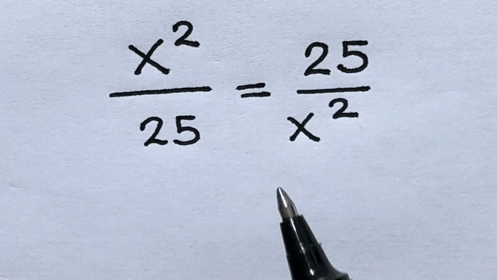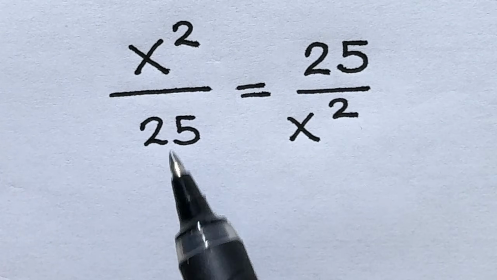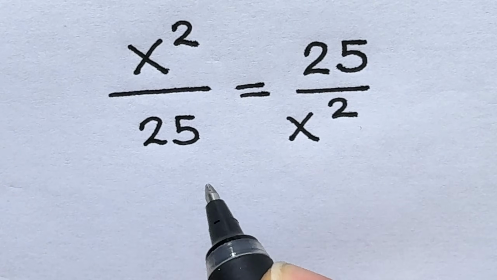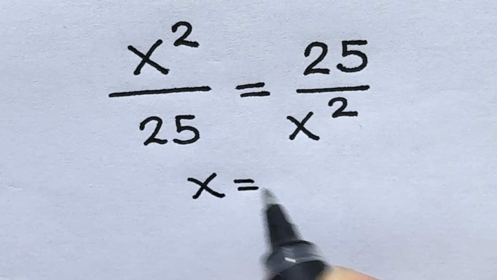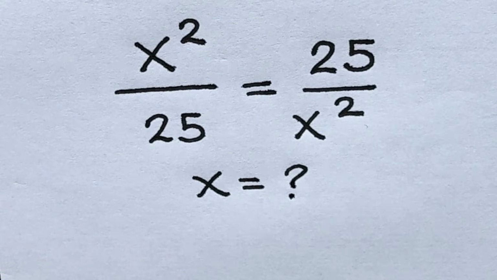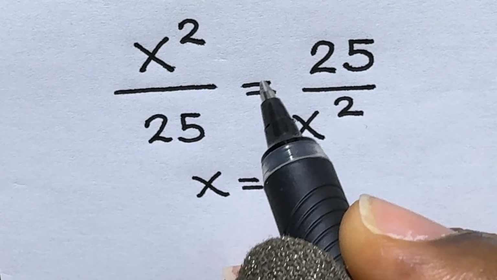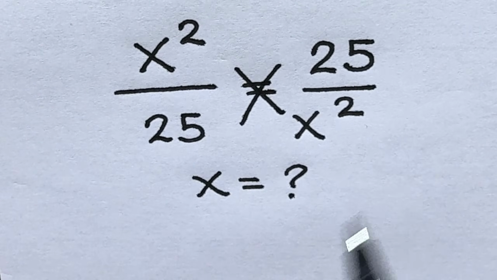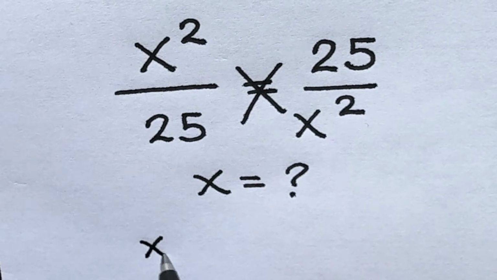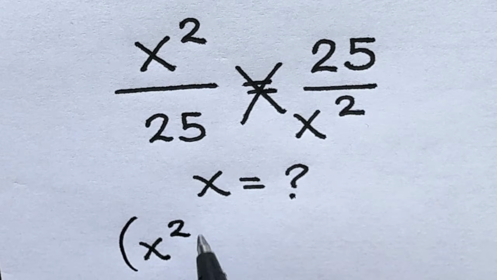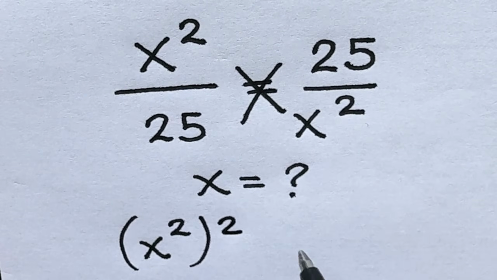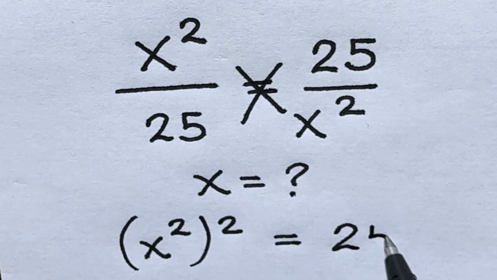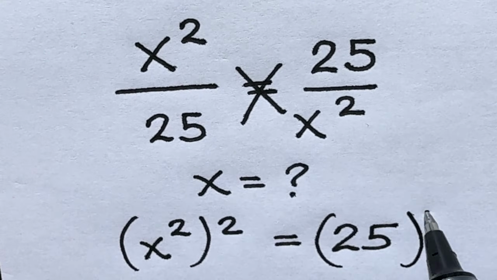In this video, we have x squared divided by 25 is equal to 25 divided by x squared, and we are required to solve for x. What I'm going to do at this point will be to first cross multiply. So we're going to have x squared times x squared, giving us x raised to power 2 raised to power 2 is equal to 25 times 25. So we have 25 raised to power 2.